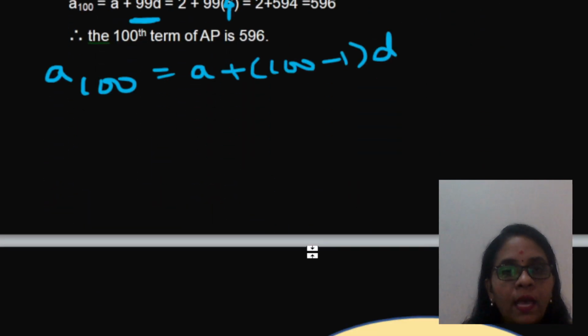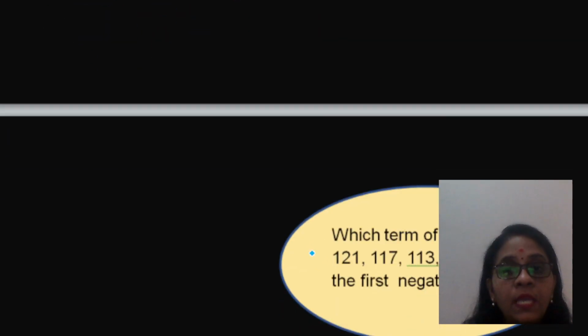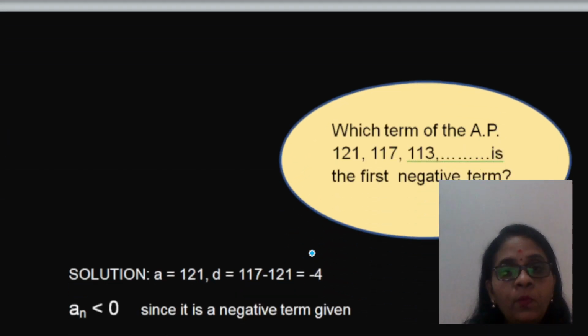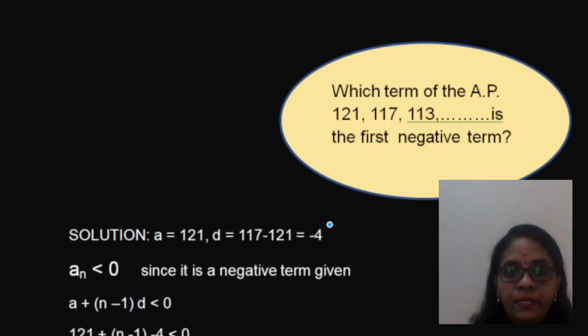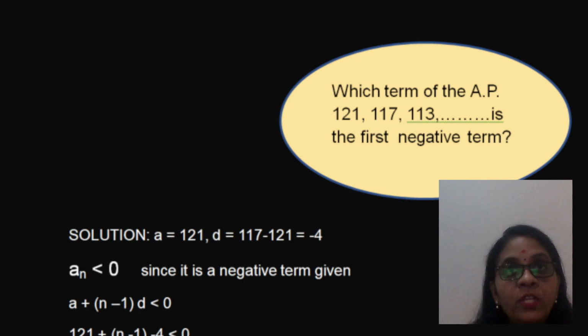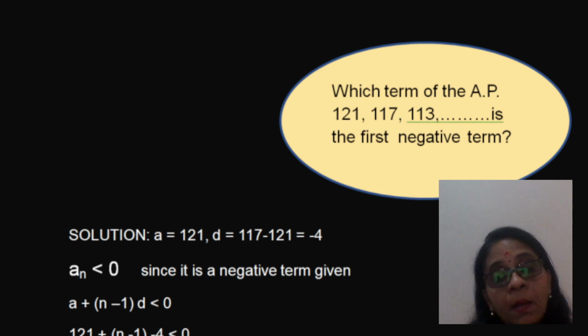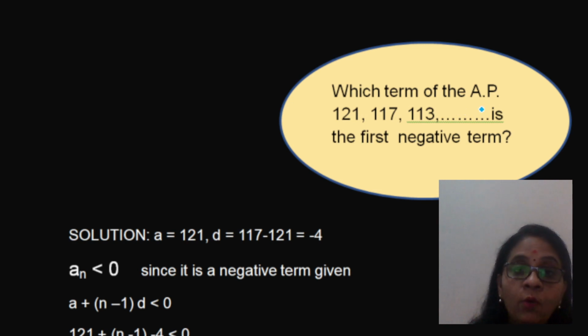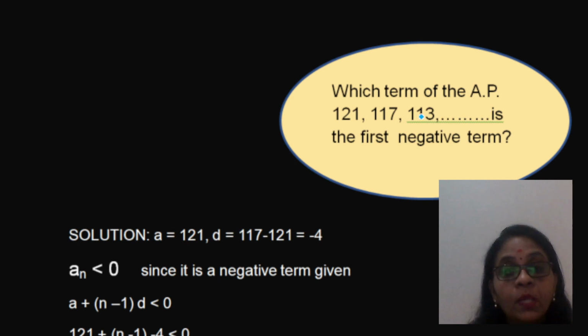So, let us see what we have here next. Which term of the AP 121, 117, 113 is the first negative term? Here there is a slight difference in what you have to understand. They are asking which term is the first negative term, which means to say as you go on and on, this AP is decreasing, it is a decreasing sequence. That means at some point you will encounter a negative term. What is the position of that first negative term is what is asked.